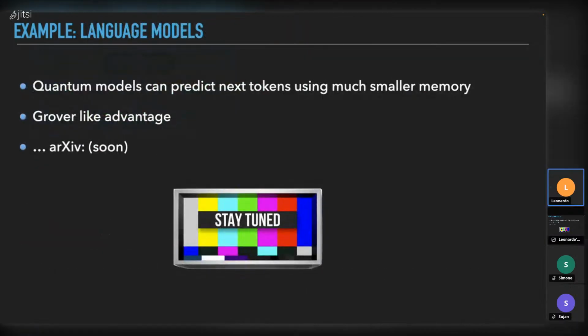Then we are also doing another paper where we apply this to language models, where the task is to predict the next token, not just the stock market. And I hope we will give their cards soon.